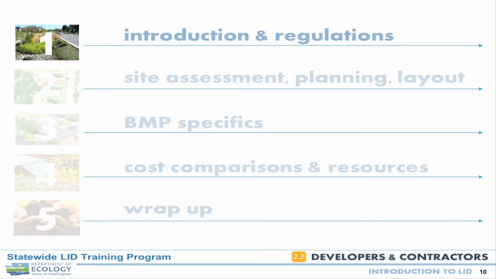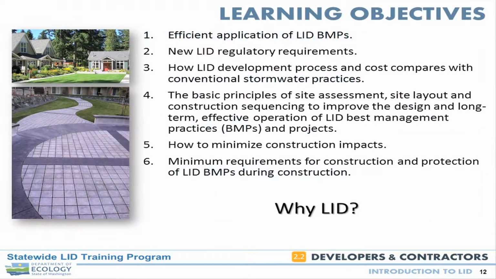So the first section, introduction and regulations. We're not going to get into super detail on a lot of the design and engineering, so it'll give us an overview. So the idea of looking at LID BMPs, looking at the regulatory requirements for the state of Washington applied by Department of Ecology, looking at LID compared to traditional development and comparing those two, which is a good way to differentiate. And then we'll talk about the site assessment, layout, and planning for these projects. And then a couple of things at the end, minimizing construction impacts, minimum requirements for construction.